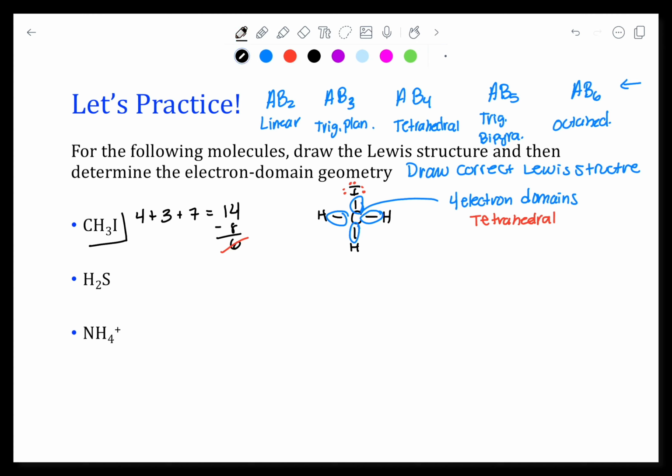Next up we have H2S. So we have 2 electrons from the hydrogens, 6 electrons from the sulfur, leaving us with 8 electrons total. So we have S, H, and H. I can only bond those H's once, so I used up 4 electrons. I have 4 left over, so I'm going to use those 4 to complete my octet on my sulfur. So if we look at our electron domains, 2 of them are going to be from bonds, and 2 of them are going to be from lone pairs. Remember, lone pairs can still be electron domains. So in total, we have 4 electron domains.